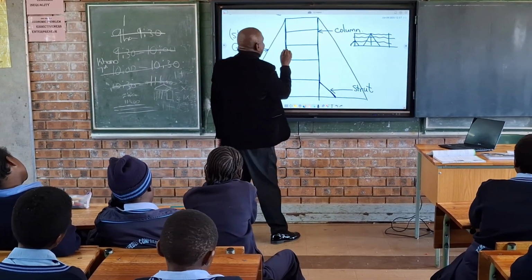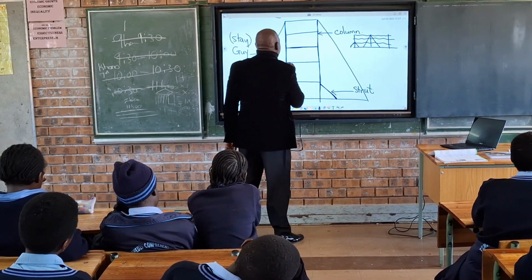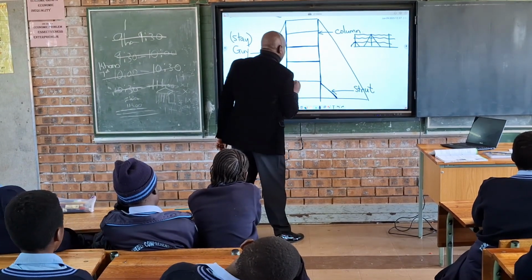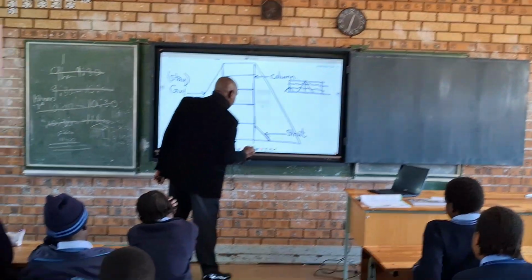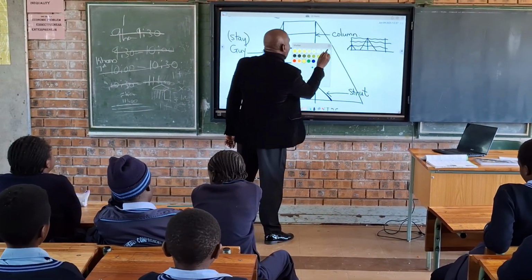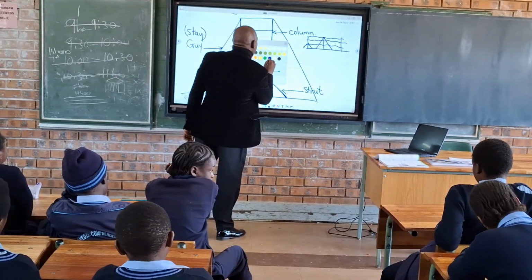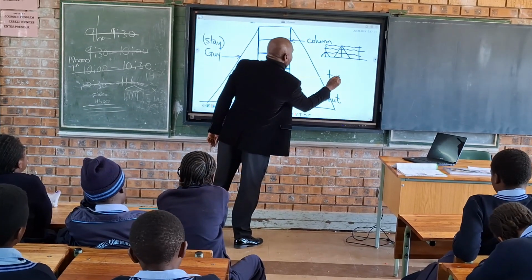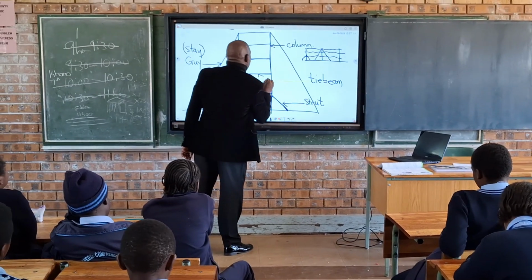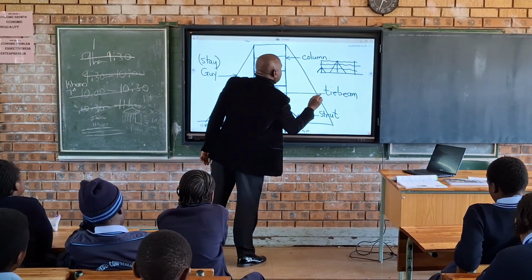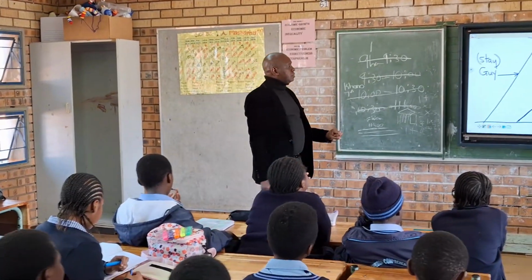What do we call this line that moves from one column to the other, stretching from one column to the other? Tie beam. We call them what? Tie beam. A tie beam.